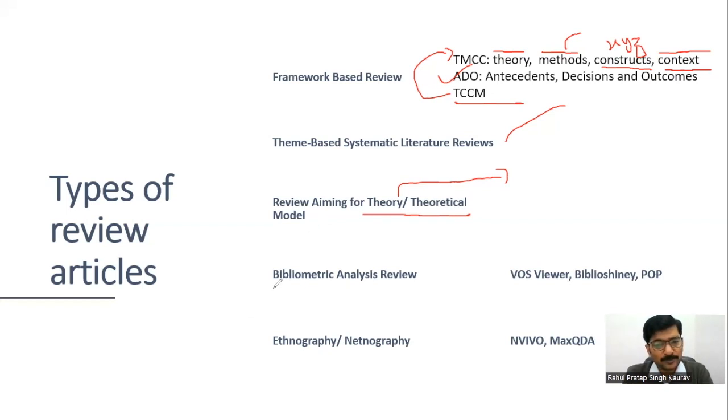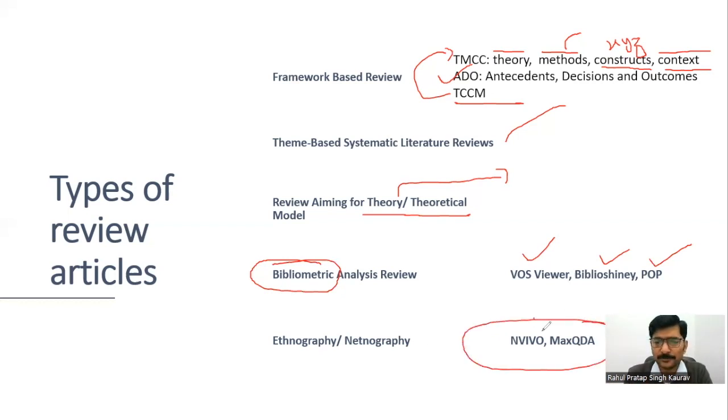Another type of literature review could be a bibliometric analysis. Bibliometric analysis can be performed using VOSviewer, Biblioshiny, and Publish or Perish, three popular softwares for that. Ethnography: if you want to conduct the review based on others' opinions, not based on the previous literature, you can use NVivo, MAXQDA, and any sort of discussion you would like. So these are the softwares for that.